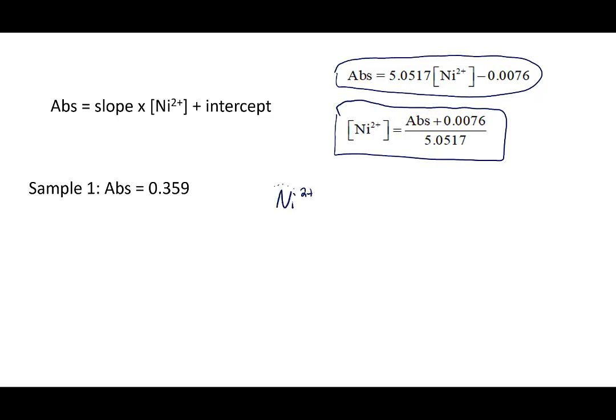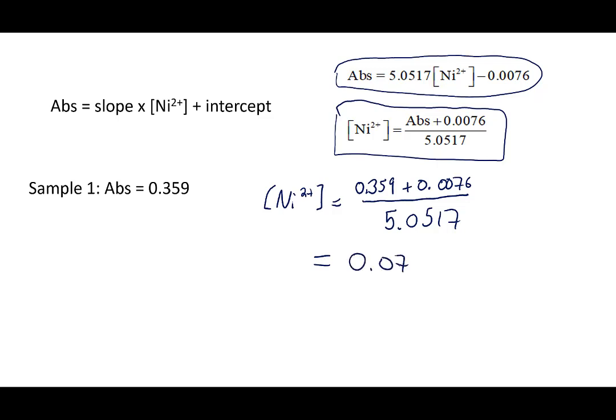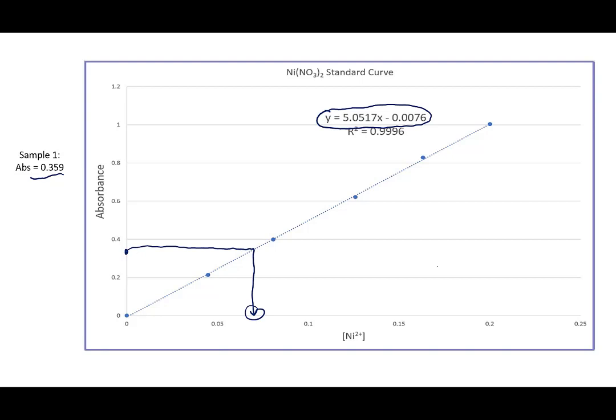Our nickel concentration will be equal to 0.359, that's our absorbance, plus 0.0076 divided by 5.0517. And doing that out on the calculator gives 0.0726 molar, or moles per liter. So that's the value we got. If we look back at our plot here, that's pretty reasonable for what we had there.